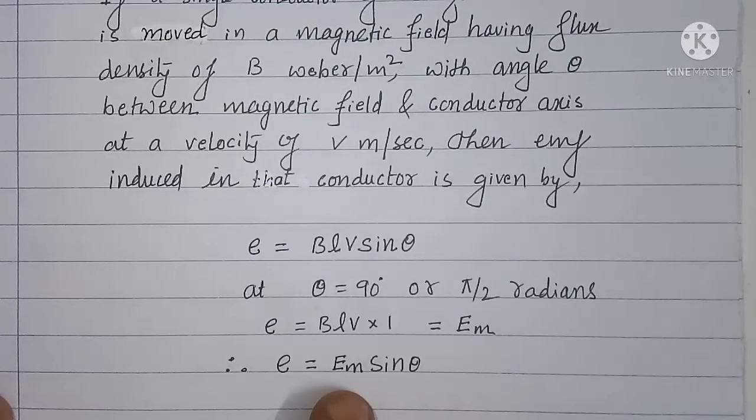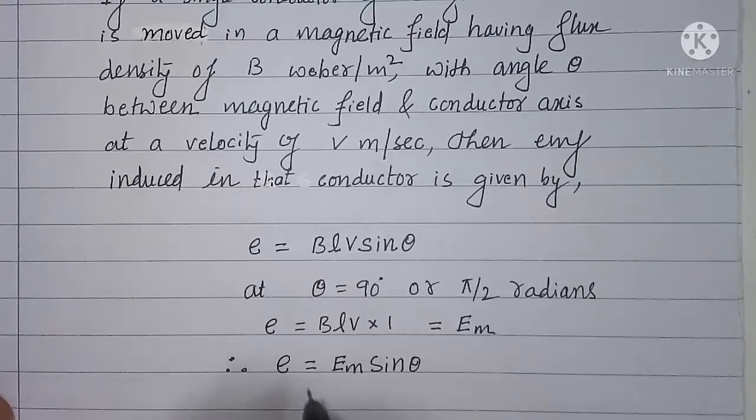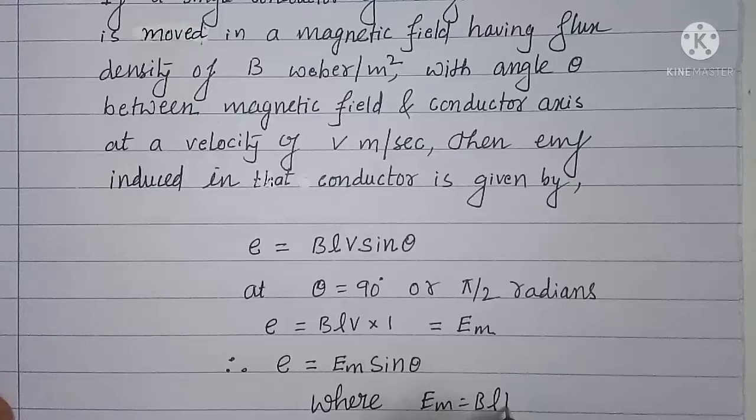It is for a conductor having linear motion in magnetic field, and the conductor should be moved in the magnetic field in such a way that it cuts the magnetic field. That is, the flux linking with the conductor should keep on changing continuously. Then only the EMF will be induced, otherwise not. Where EM is equal to B into L into V.